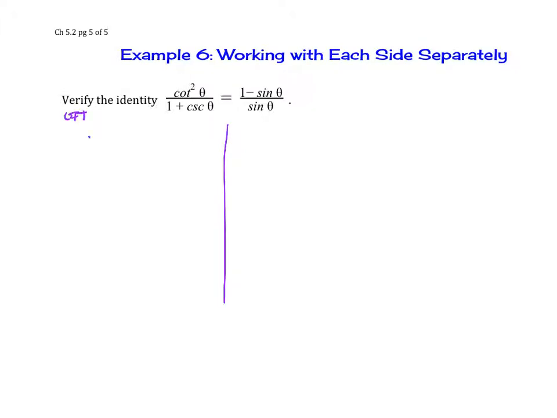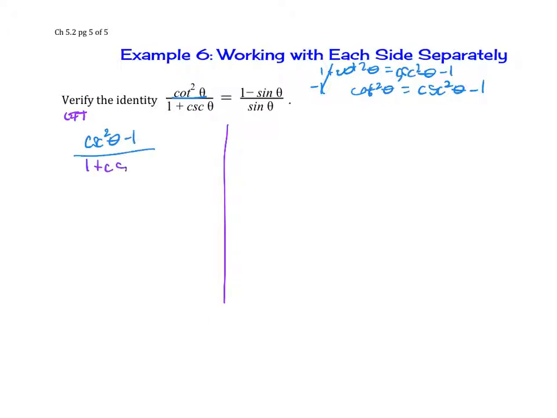So we have cotangent squared of theta. Let's remember what that reminds us of: 1 plus cotangent squared of theta equals cosecant squared of theta. Now we have to subtract 1, so cotangent squared of theta equals cosecant squared of theta minus 1. So I'm going to put that in the numerator there. So this is cosecant squared of theta minus 1 over 1 plus cosecant of theta.